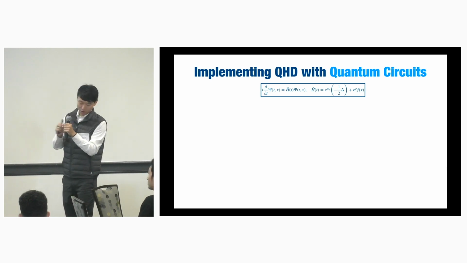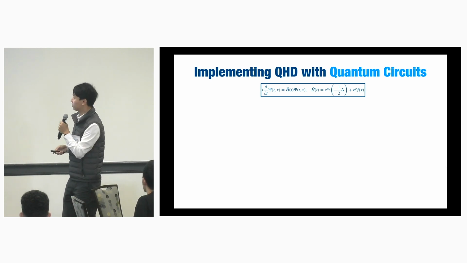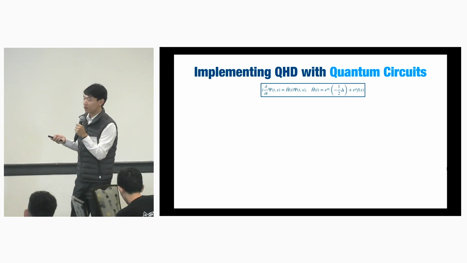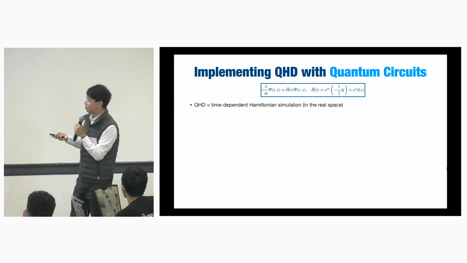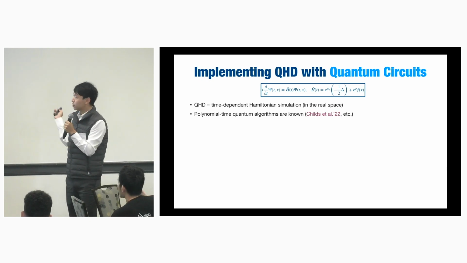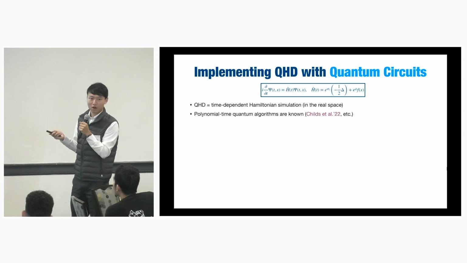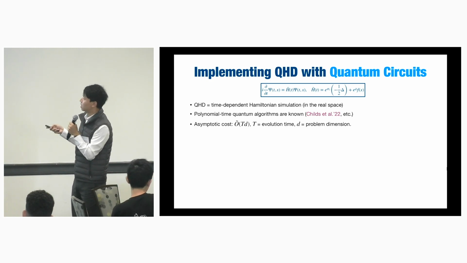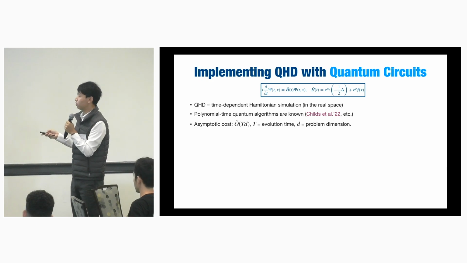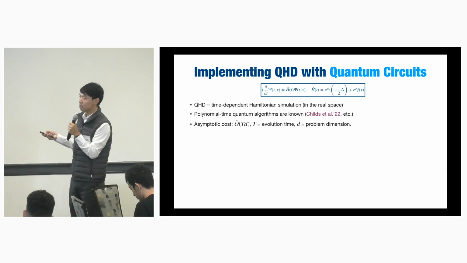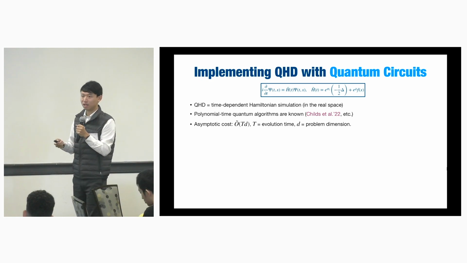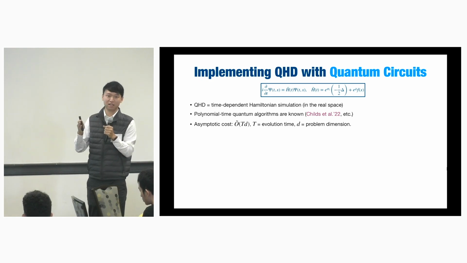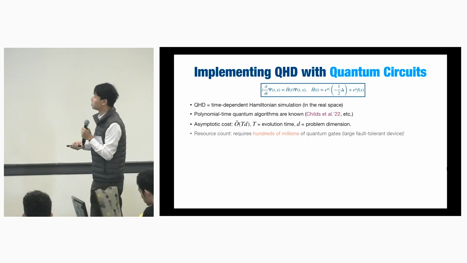Okay, and now I want to spend the last few minutes to talk about the implementation of this quantum Hamiltonian descent algorithm. Can we implement QHD using quantum circuits? Of course, yes, because this problem is just a time-dependent Hamiltonian simulation in real space, and we do have polynomial time quantum algorithms. You can show that the asymptotic cost for simulating this quantum dynamics is linear in the evolution time and linear in problem dimension, which actually matches what we have for classical gradient descent. In gradient descent, the asymptotic cost is linear in the number of iterations and also linear in dimension.